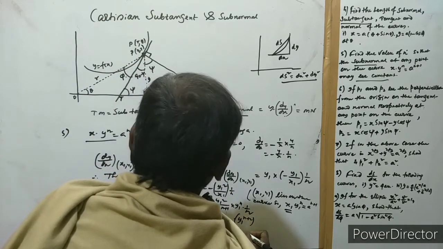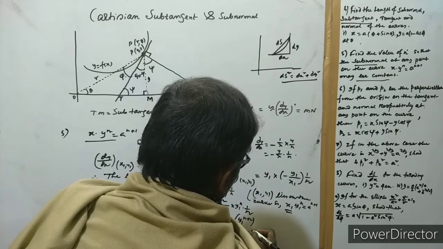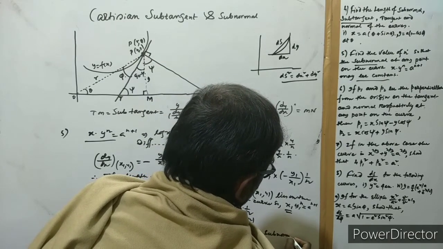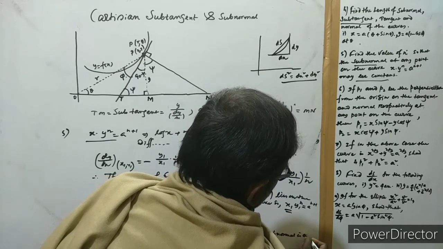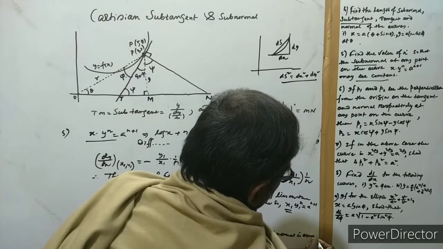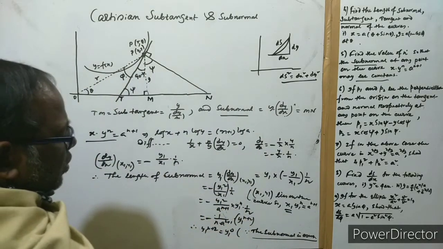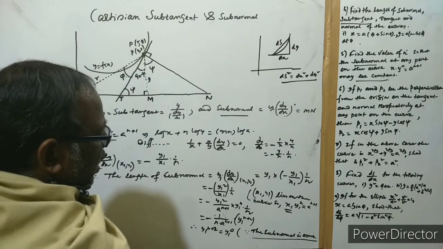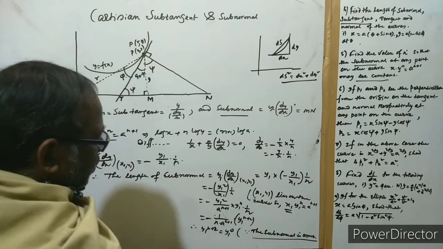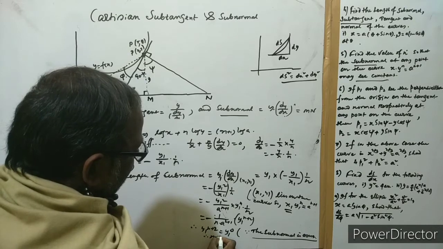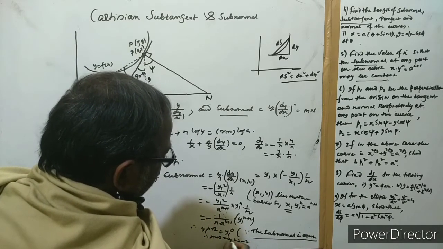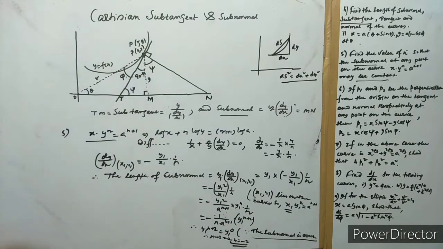as subtangent is constant, since the subnormal is constant. Okay, so this variable will be absent, and it is possible when it is like y1 to the 0. So therefore you can write here n plus 2 is equal to 0, that is n equal to minus 2. Okay, so this is the solution of that.